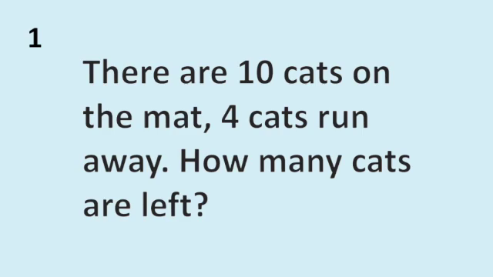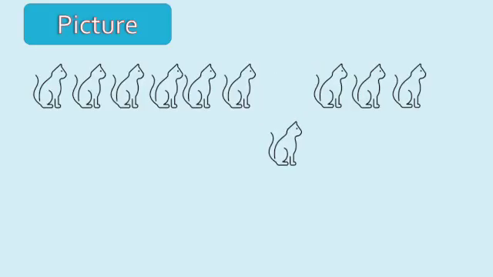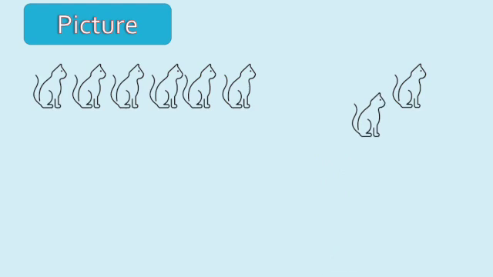So you need to check which words tell you that we are subtracting. For example, run away tells you that we are subtracting, and how many cats are left. Left is the key word that tells us that we are subtracting. So 1, 2, 3, 4. 4 cats ran away.